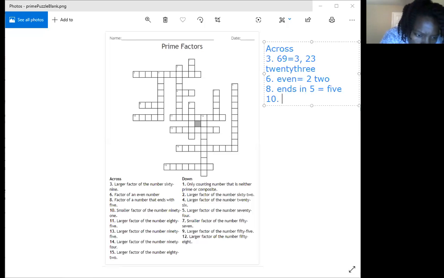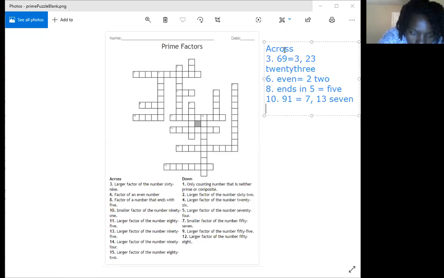10 says smaller factor of the number 91. Okay, so number 91, if you look at your factor map, or if you remember the factors of 91, you'll know it's 7 and 13. And we want the smaller factor. Which one is smaller, 7 or 13? And we know that 7 comes before 13.